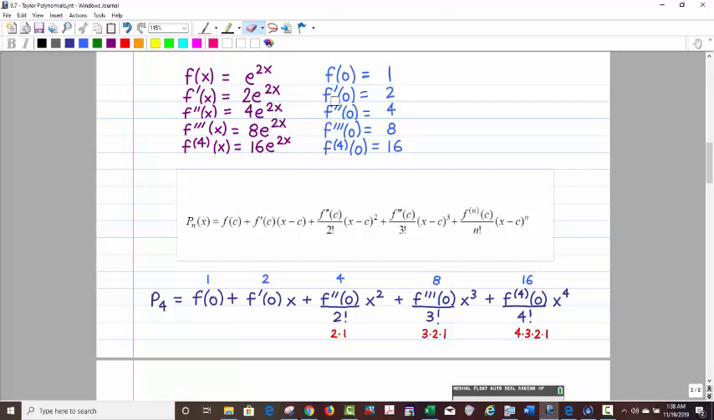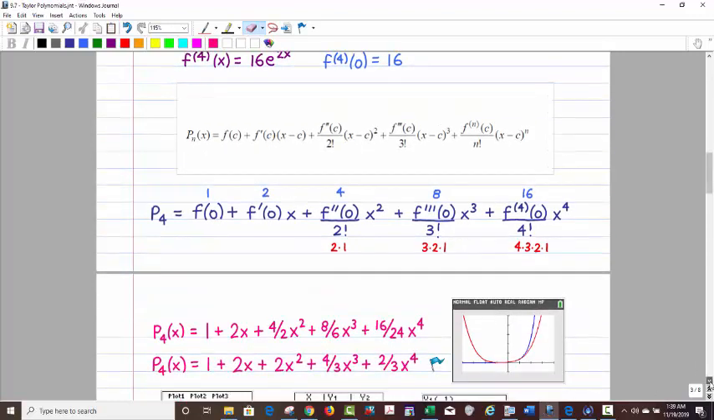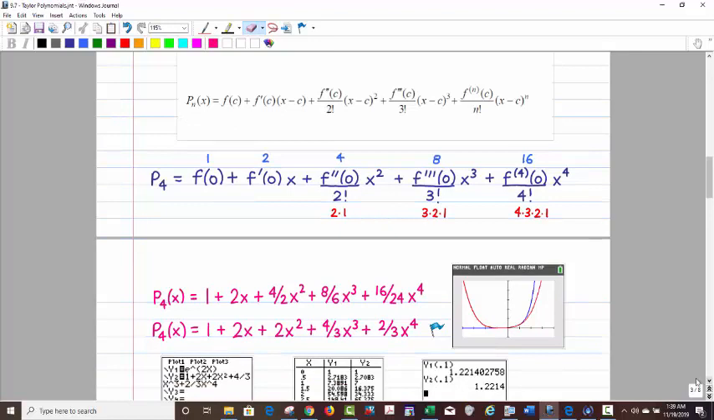So we have f of 0, which is 1. f prime of 0 is 2, that's going to be 2x. The next one will be f double prime of 0, which is 4, divided by 2 factorial, 2 times 1. The third derivative at 0 is 8 over 3 factorial, 3 times 2 times 1, x cubed. And then the fourth derivative at 0 is 16 over 4 factorial, x to the 4th. So that's basically the Taylor polynomial, and it's written this way. I just went ahead and reduced it, but it's not mathematically wrong if the fractions aren't reduced.